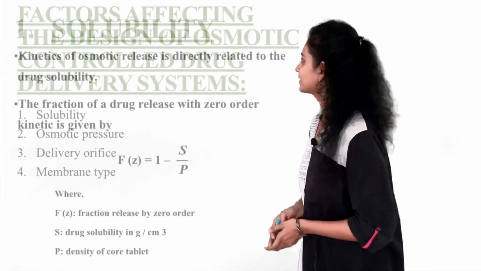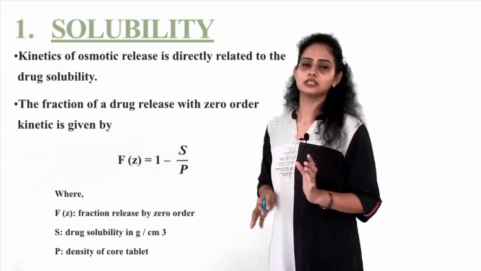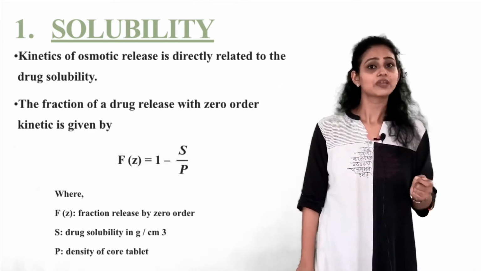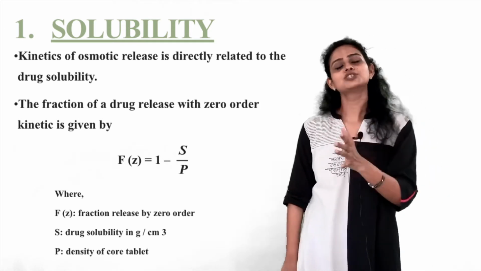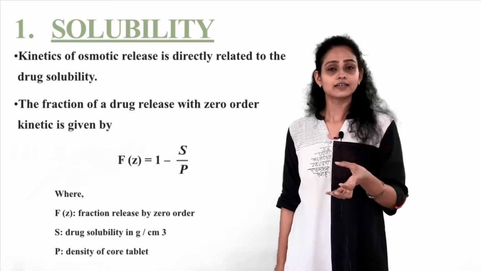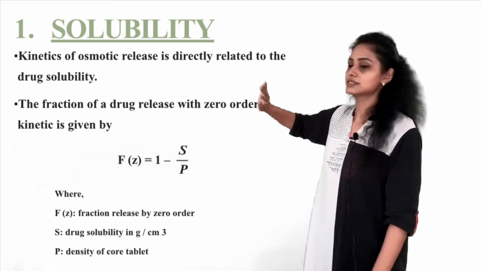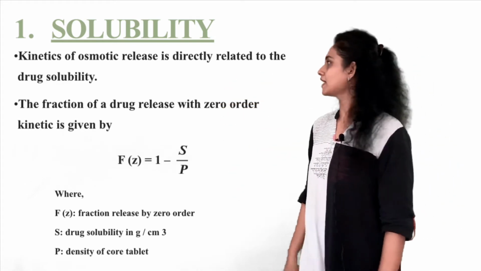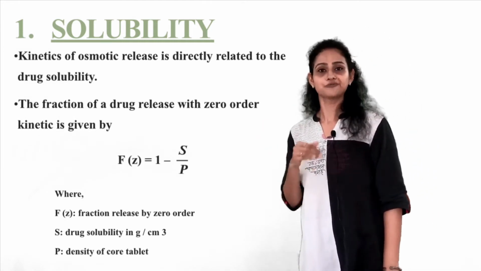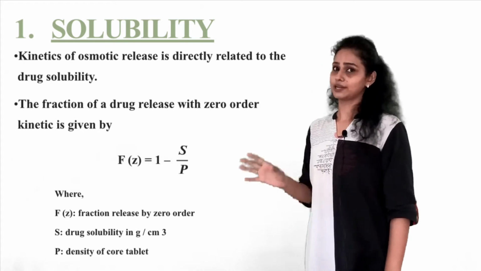Okay, so our first factor is solubility of drug. Now, the kinetics of drug release in case of osmotic drug delivery system is directly related to the solubility of the drug, right. If I want to know how much amount of drug will be delivered by zero order kinetics, then if I know the solubility, I can predict that. See, this is the equation, that is Fz is equal to 1 minus S upon P. Now, this Fz shows how much amount of drug I want to release through zero order kinetics. So, I can calculate that part.